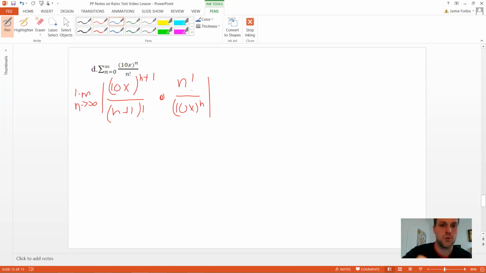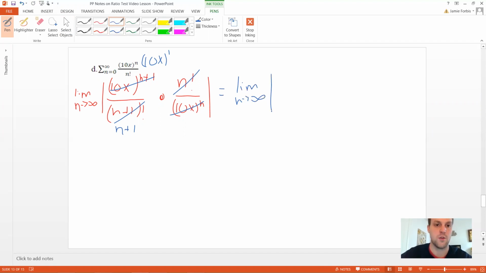All right, let's cancel the usual. N factorial and n plus 1 factorial becomes n plus 1. 10x to the n and 10x to the n plus 1 is just going to become 10x to the first. The 10x to the n is just canceled. So what I'm left with is the limit as n is approaching infinity of the absolute value. On top I have 10x, and on bottom, what do I have? n plus 1.